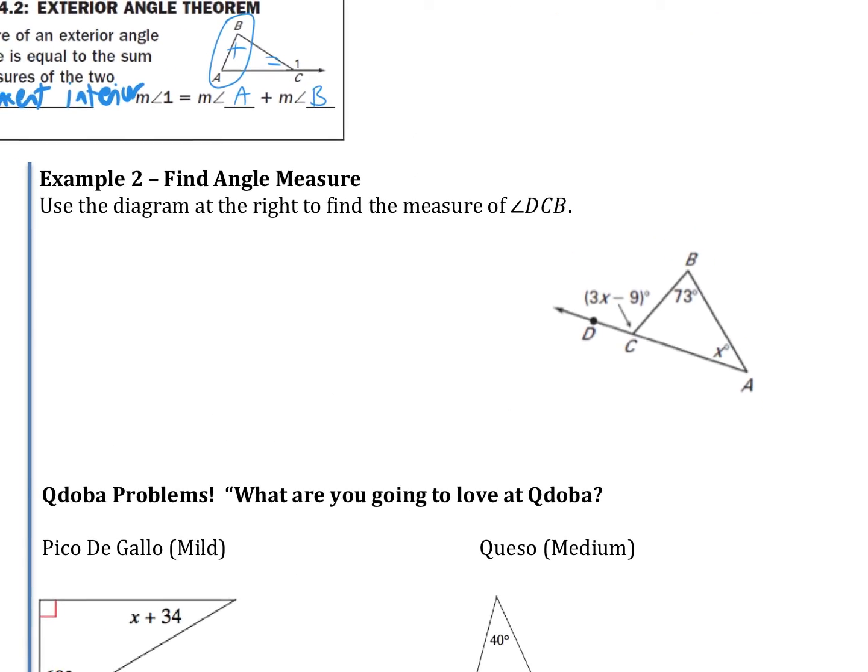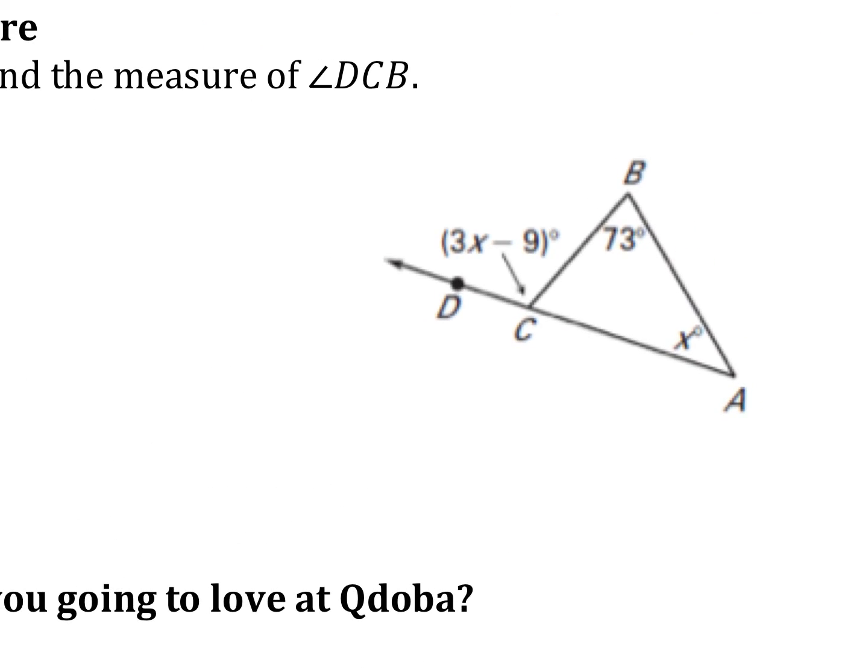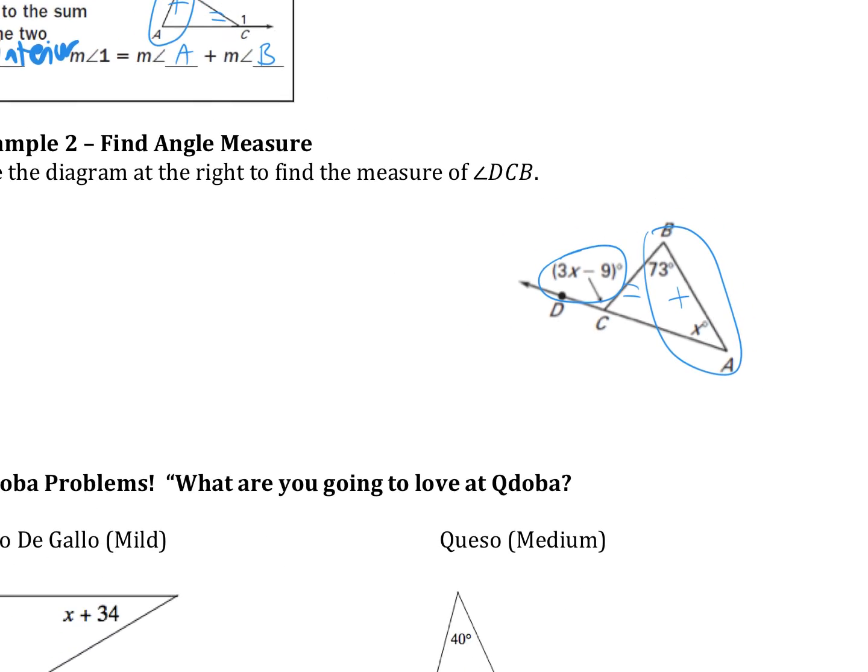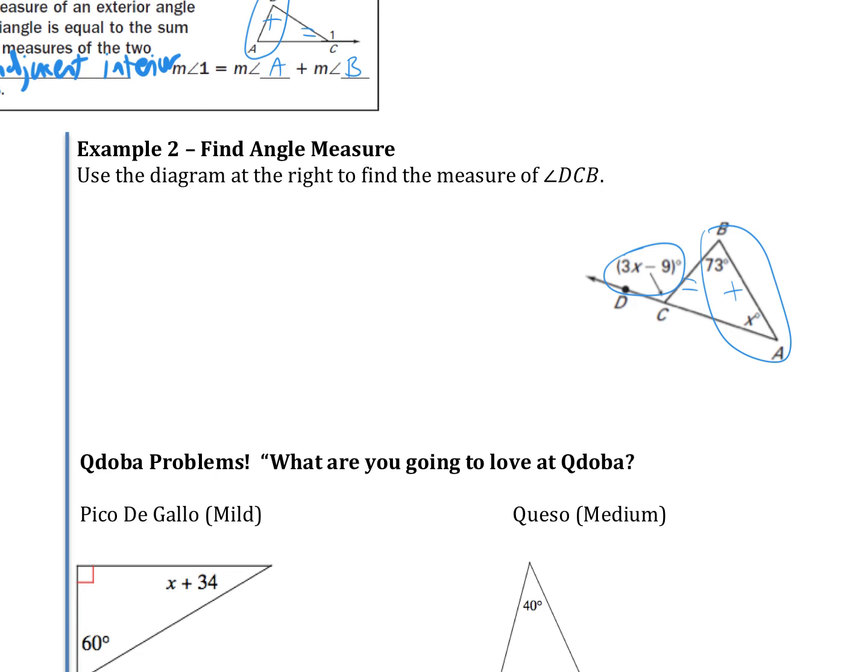So, find the angle measure. We're looking for the measure of DCB. Okay, so what do we know? Well, this is an exterior angle right here. It forms an angle outside the triangle, right? So this angle is going to equal the other two angles added together. That's what we're going to do for this problem here.